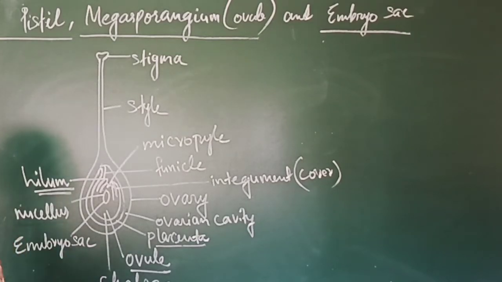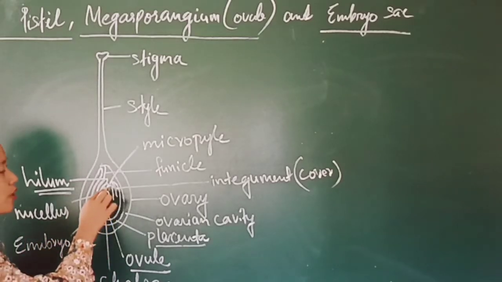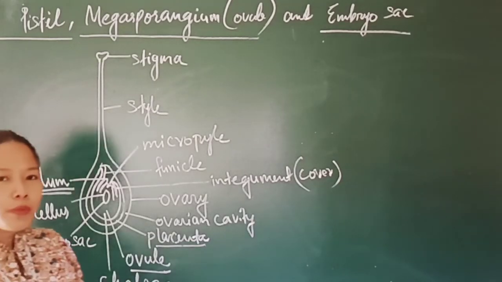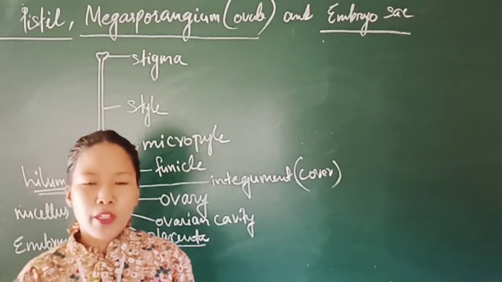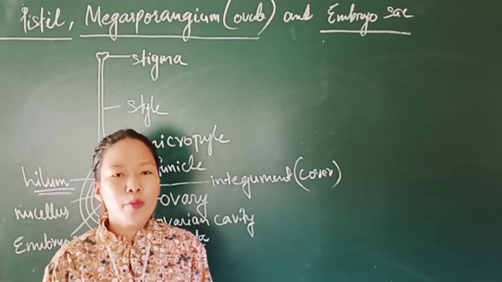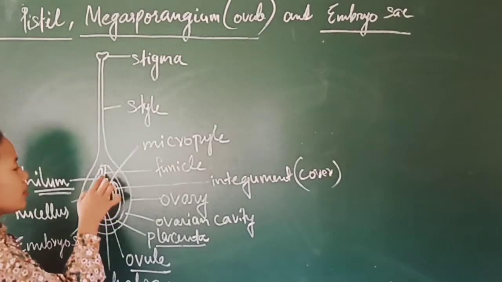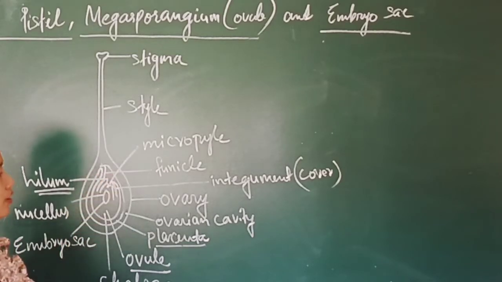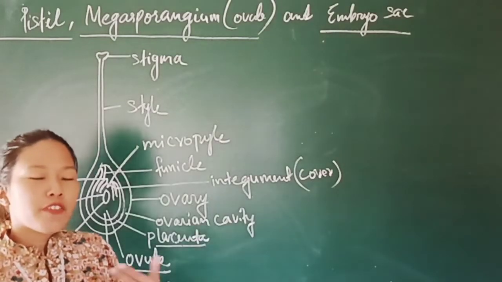So now let us see how this megaspore develops into this embryo sac or female gametophyte, and also see from where these megaspores are formed. So the next topic will be megasporogenesis. Megasporogenesis means the formation of megaspores. Okay, so how does the formation of megaspores take place? Now this is the ovule. Inside this ovule, near the micropylar region, the ovule usually differentiates.